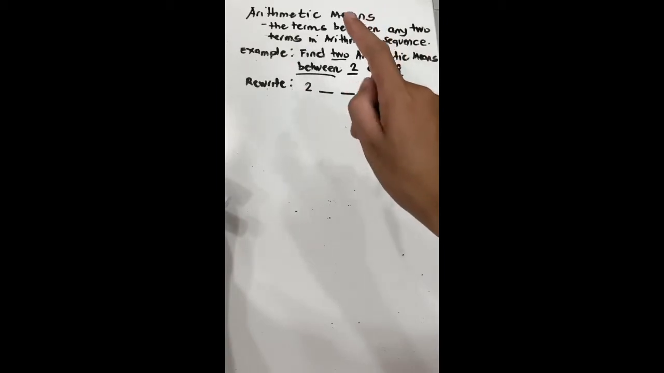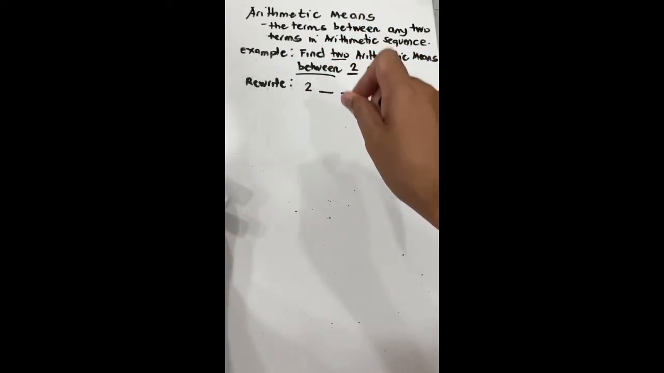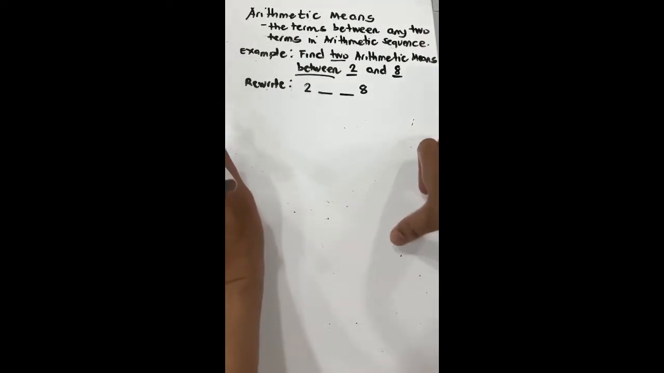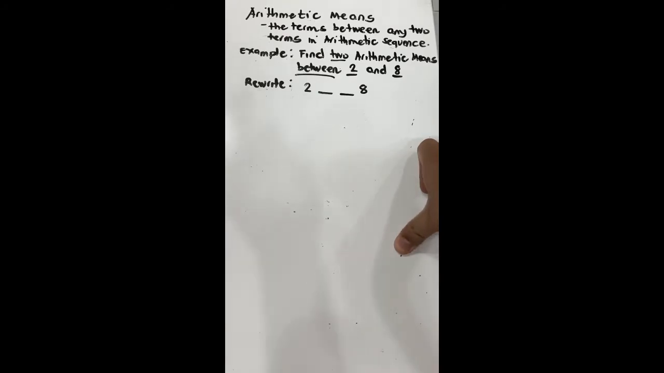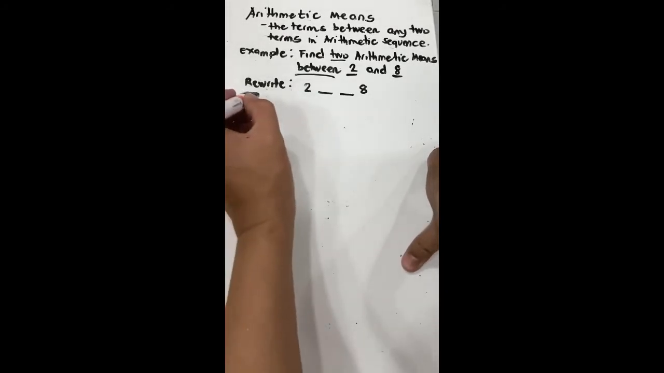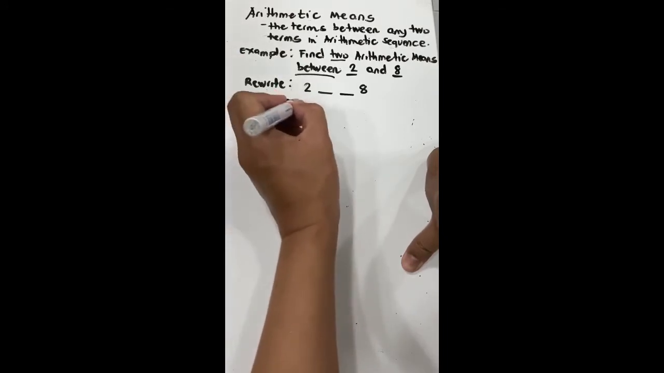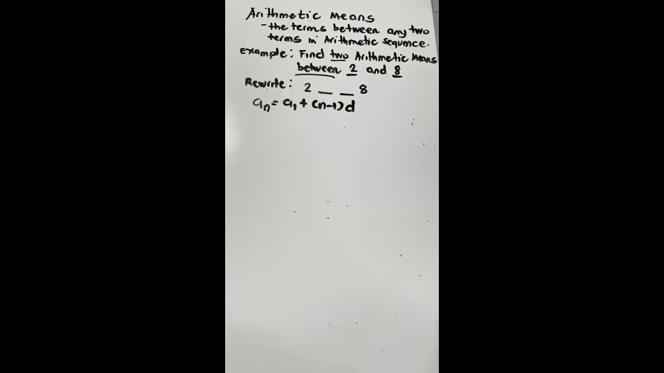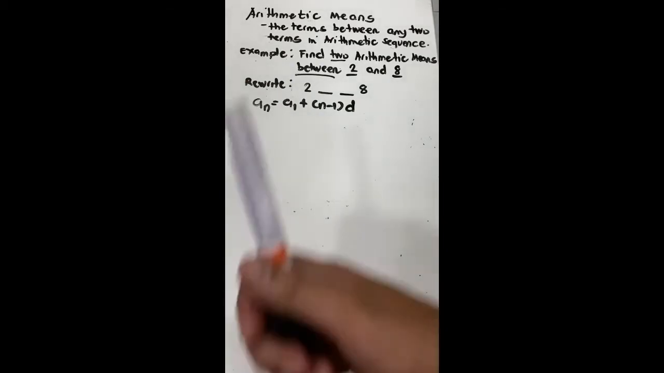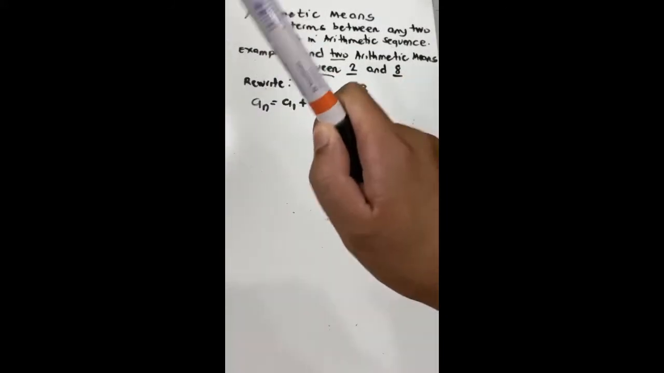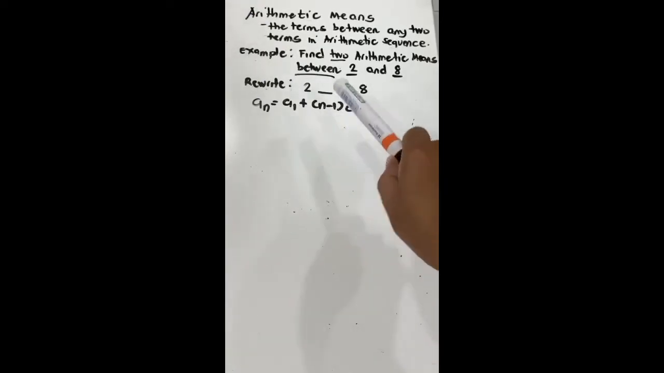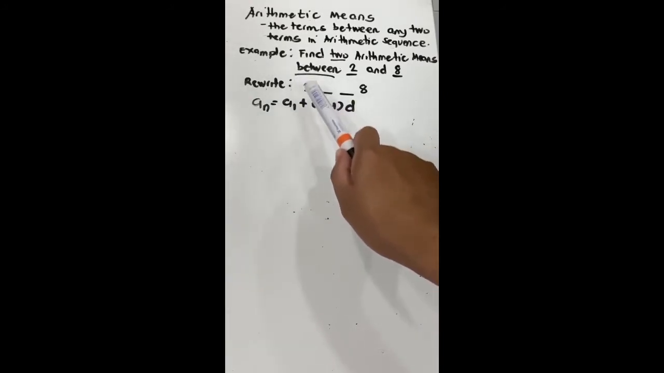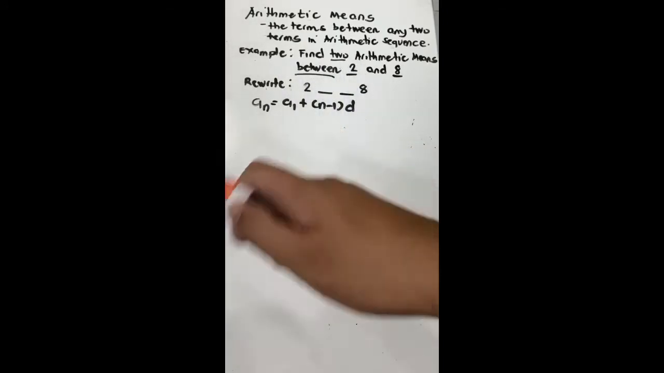Now, paano natin hahanapin yung mga arithmetic means na yon? To find the value of those numbers, gagamit ulit tayo ng formula of arithmetic sequence. So, ano nga ulit yung formula na yon? We have a sub n is equal to a sub 1 plus the quantity of n minus 1 d. So that is our arithmetic sequence formula. But this time, hindi natin hinahanap yung n term. Ang hahanapin natin or our goal here is to find the common difference. Bakit we need to find the common difference? So that alam natin kung gaano kalaki or kaliit yung mga pagitan ng bawat terms.